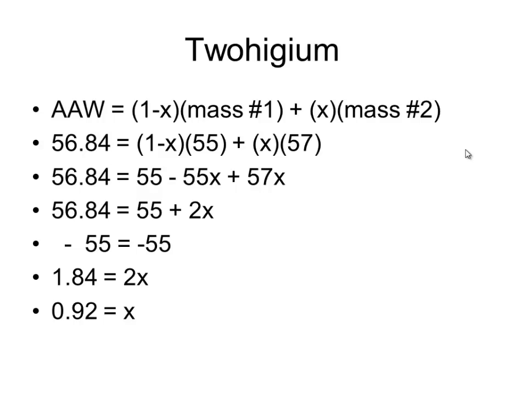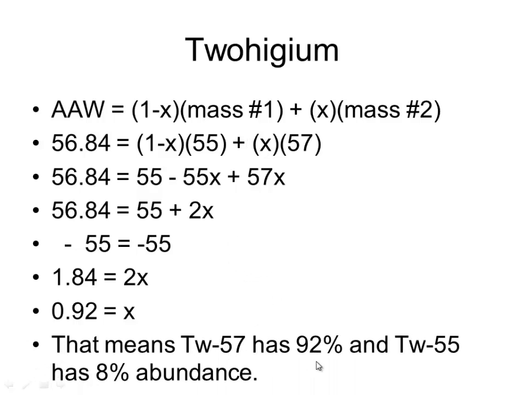Now what that means is that x is 0.92, or 92%. And the rest, 1 minus x, would be 0.08, or 8% abundance. That means that the isotope with mass 57 is 92%, and the isotope with mass 55 has 8%.